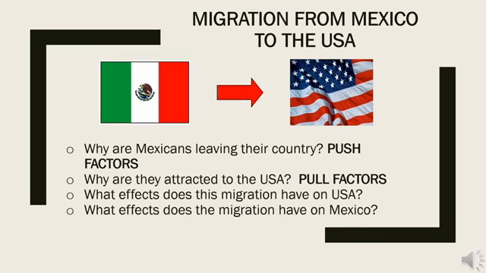Hello everyone. In this case study we're going to be looking at migration from Mexico to the United States of America. We're going to be looking at four factors. Why are Mexicans leaving their country, the push factors. Secondly, why are they attracted to the United States of America, the pull factors. Thirdly, what effects does this migration have on the United States of America? And finally, what effects does the migration have on Mexico itself?